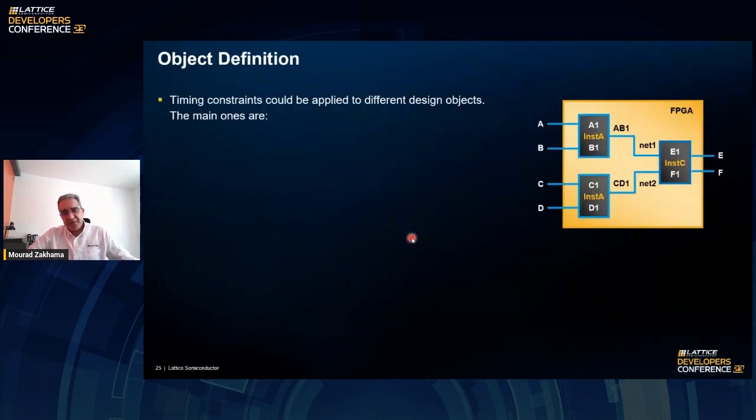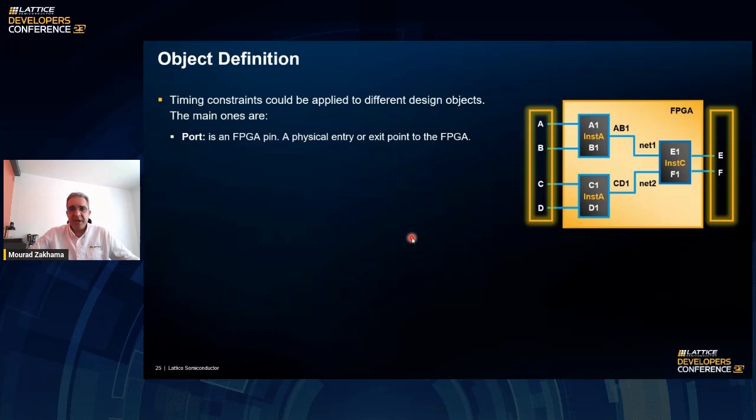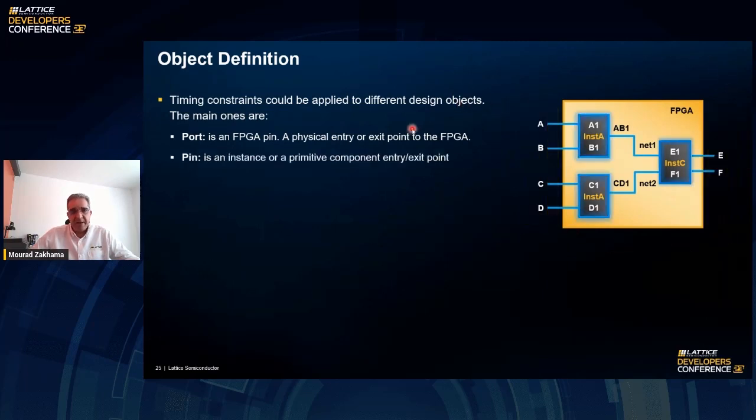And in order to reference an object in your design, you have to provide certain indication about what object you are referencing. So this timing constraint could apply to ports, and what we mean by ports are the inputs and outputs of the FPGA. So these are all ports of the FPGA. And pins will be the inputs and outputs of instance names that you have in your design, or primitives that you have in your design.